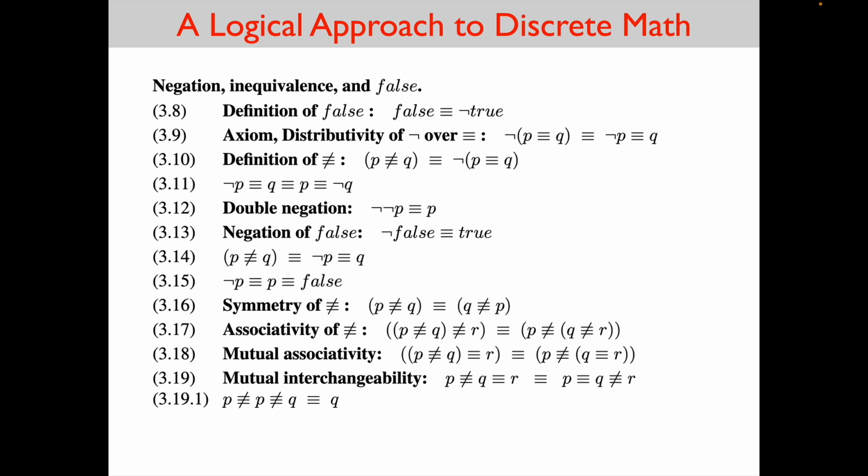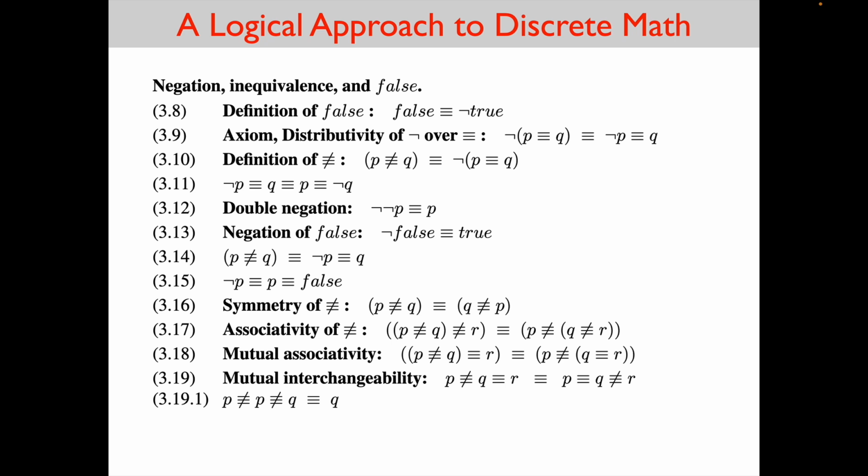3.12 is double negation, not not P equivales P. All right, so that's obviously why it's called double negation. And again, this is not an axiom. You can prove this 3.12 from 3.11, 10, 9, and so on up to the first one. 3.13 is negation of false, not false equivales true. 3.14 is the quantity P not equivalent Q is equivalent to not P equivales Q.